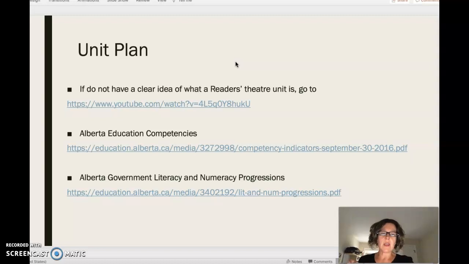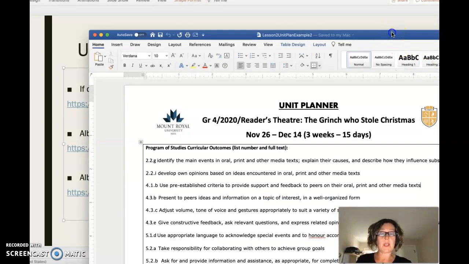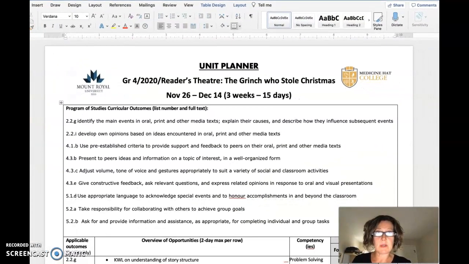If you don't have a sense of what a Reader's Theater unit is, I would go here and watch this YouTube clip. This is a YouTube clip that will eventually be on your reading list, but closer to the end of the term. So you can just look at it now, because I think it'll give you a better sense of how I developed the unit plan. Okay, so let's have a look at the unit plan right now. If you have a sense of what a Reader's Theater unit is, continue on with me.